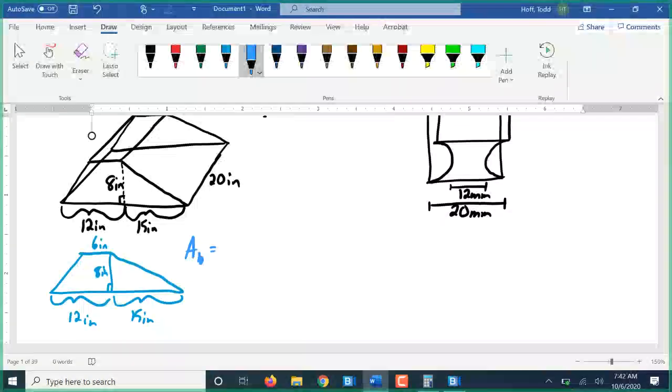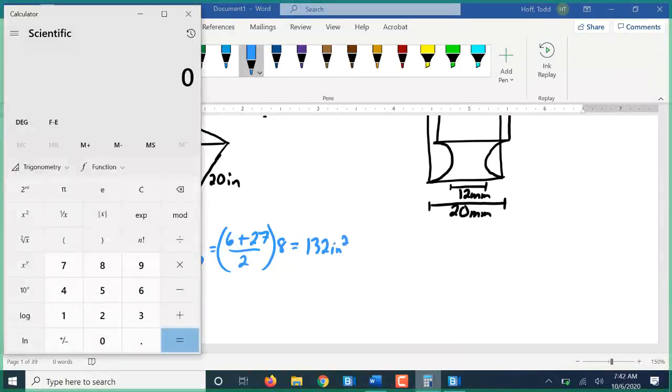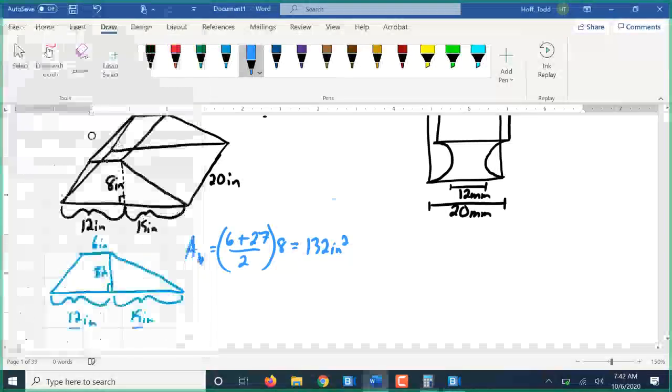Well, looking at this base here, it's a trapezoid with a base of 6 on top, 27 on bottom. That's the 12 plus 15. So we average those together, so add them up, divide them by 2, and then times that height of 8 inches. I believe that comes out to 132 square inches. Double check it. It is 132 square inches. That's the area of our base.